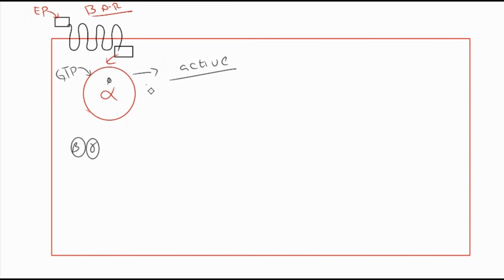Now this activated alpha subunit along with its GTP will go to another enzyme that is also present on the cell membrane. This activated alpha subunit will go to this enzyme, and attach to a specific site here for the alpha subunit. Now this is a specific site where the alpha subunit will attach along with its attached GTP.